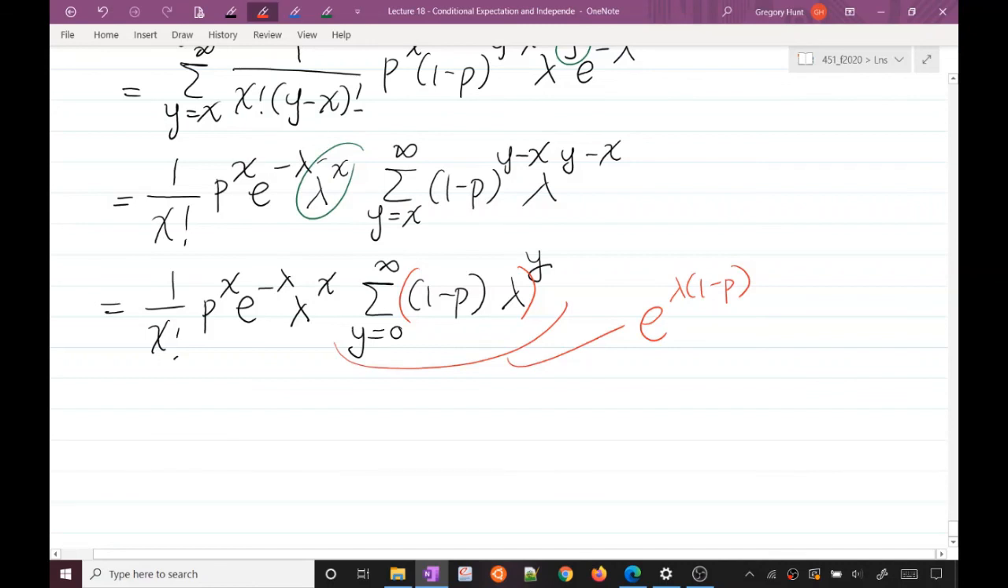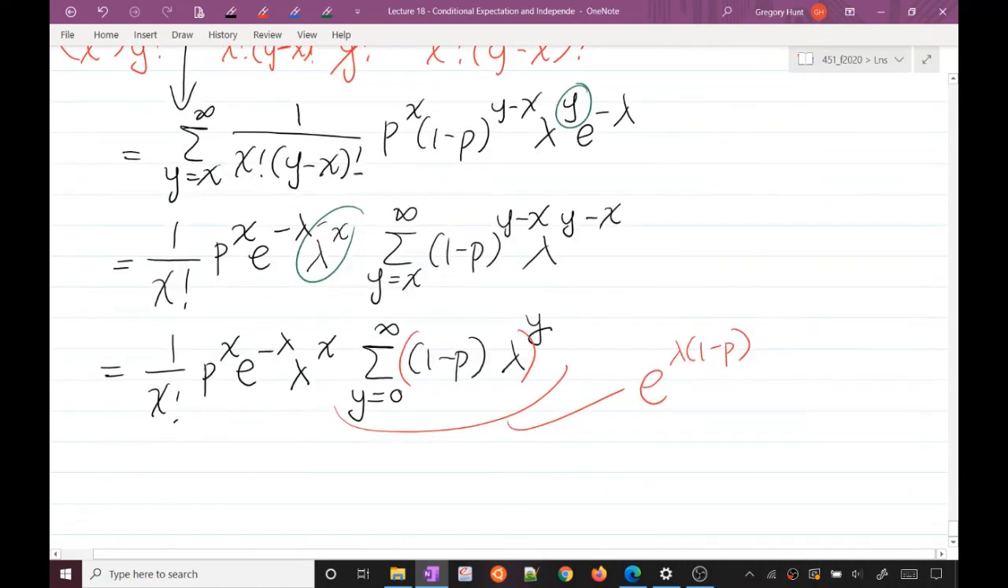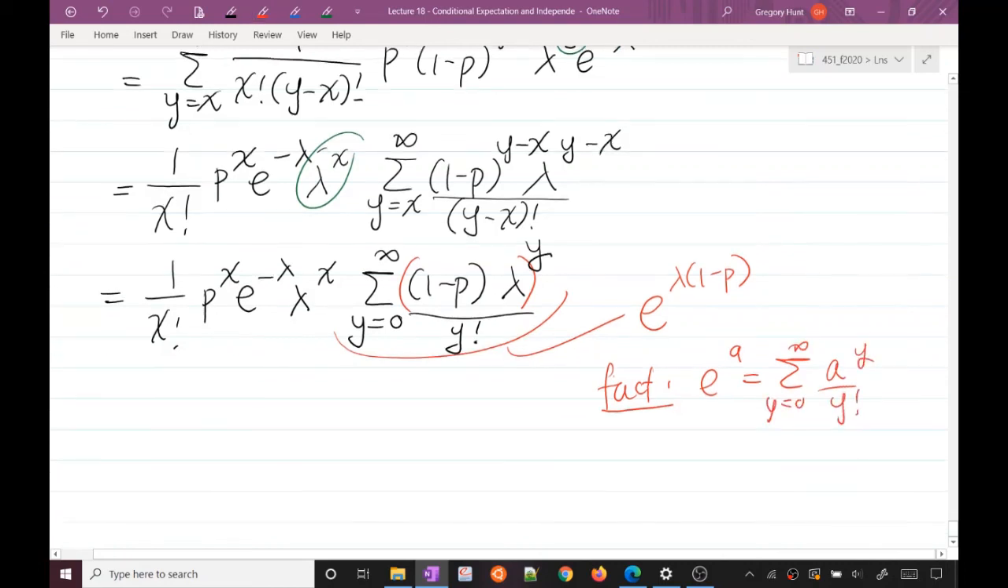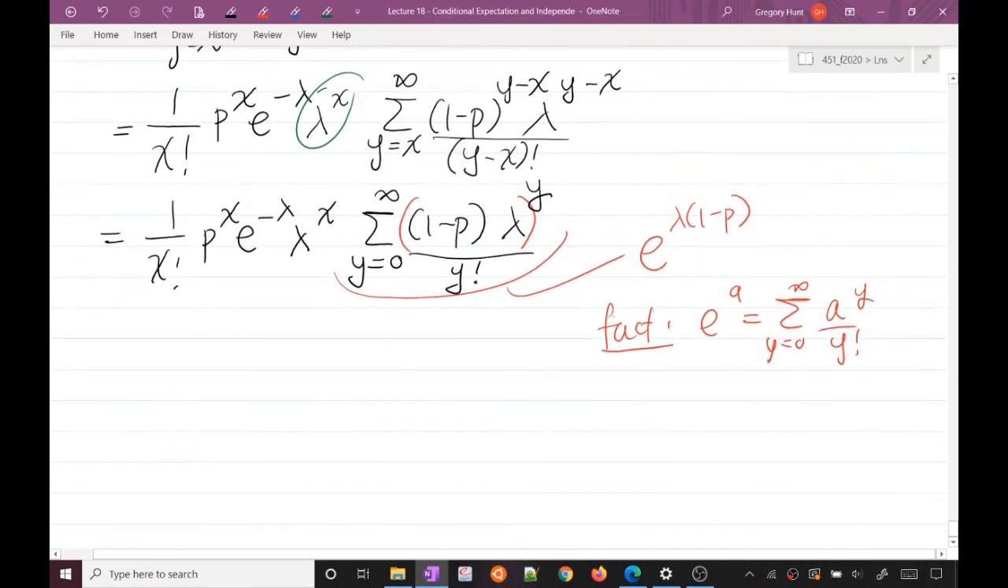Right? And that comes from the fact that, I am missing something. Almost true. If I actually carry through my y minus x factorial, then there should be a y factorial in the basement. Now that is e to the lambda times 1 minus p, right? This comes from the fact of our series. e to the a is the sum, let's say, of a to the y over y factorial. That familiar power series of e to the a, right?